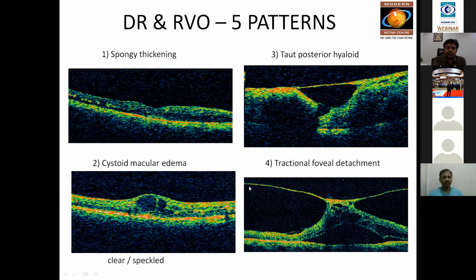The fourth one is a tractional foveal detachment. Because of diabetic retinopathy, once it progresses to a proliferative stage, there are certain membranes which develop on the surface of the retina. These fibrovascular tissues start pulling the retina because of abnormal attachments at the vessels, and that causes a tractional detachment. So again, if it is involving or threatening the macula, that's an indication for surgery.